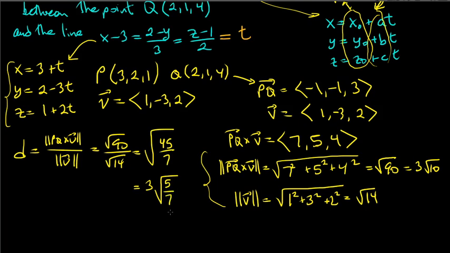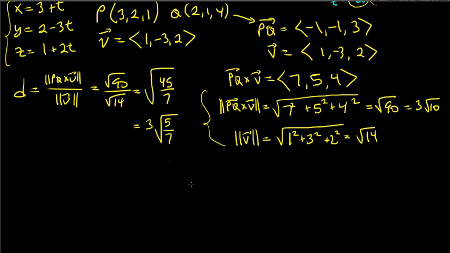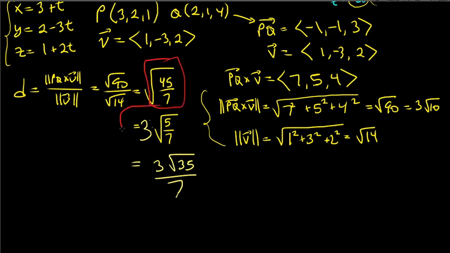So it's 3 times the square root of 5 over 7, although that almost looks like the cube root of 5 over 7. So let's make the 3 a little bit bigger here. There we go. Or better yet, you can just say 3 times the square root of 35 over 7 if you want to rationalize the denominator. So yeah, the point is I'm fine with any one of these answers here. They're all just as good.